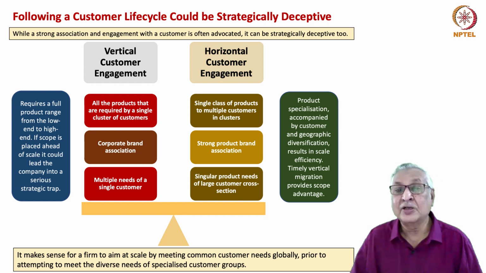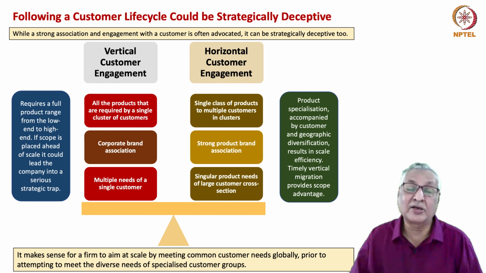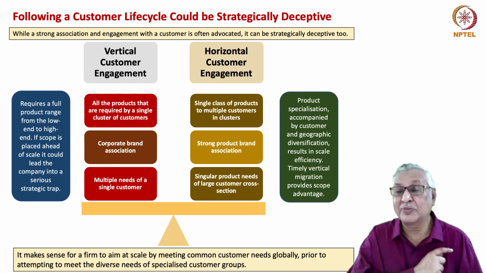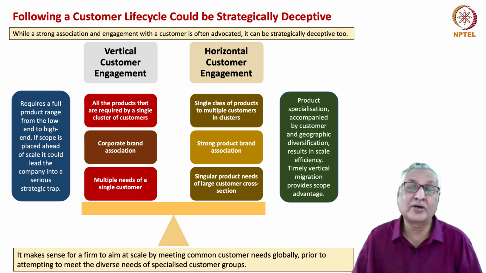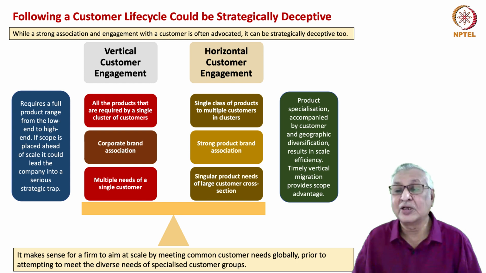If you want to be horizontally engaged, you need to have product specialization, because you develop a product which is so good it could be accepted by customers across the regions. So product specialization is very much important for horizontal customer engagement, and that must be accompanied by customer and geographic diversification.